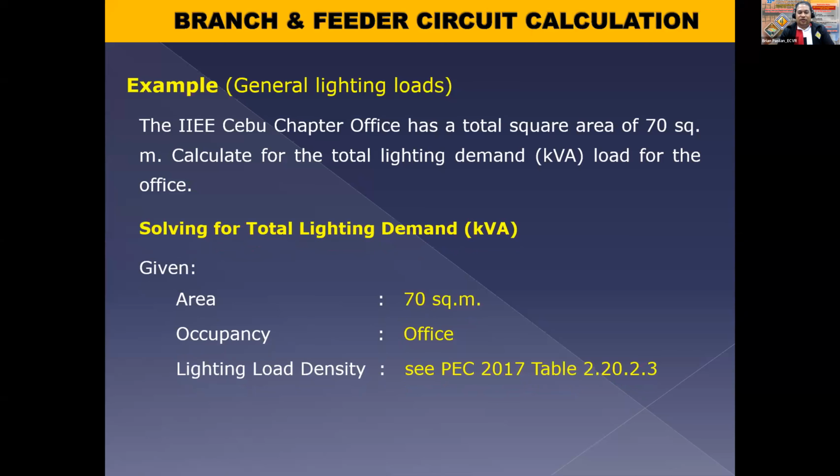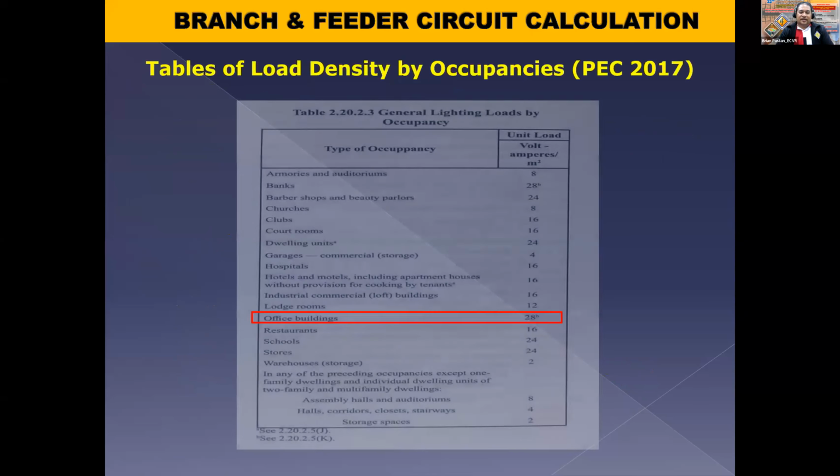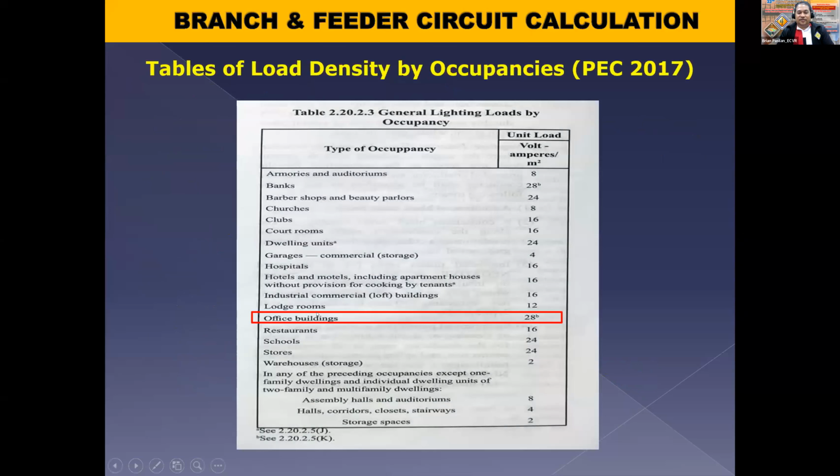So to establish lighting load density, let's look at table 2.20.3. So, ito, office buildings, no? So ano yung load density niya? It's 28, no? Volt amperes per square meter. Okay.